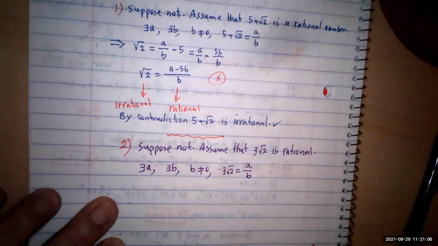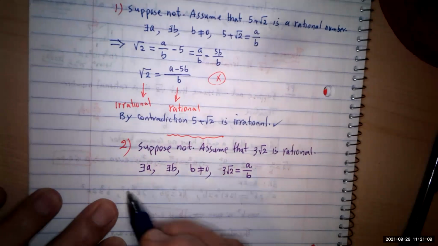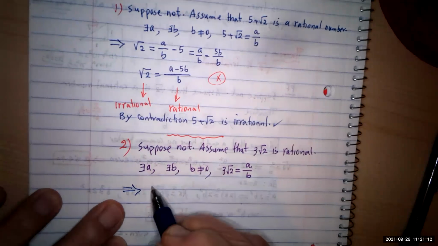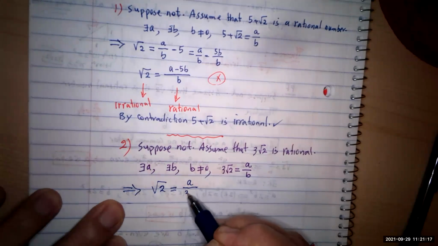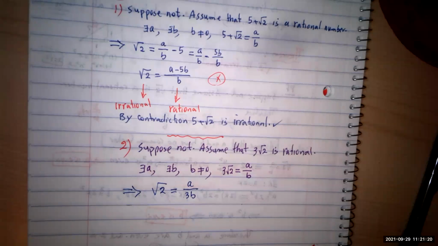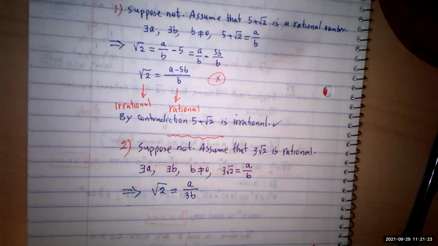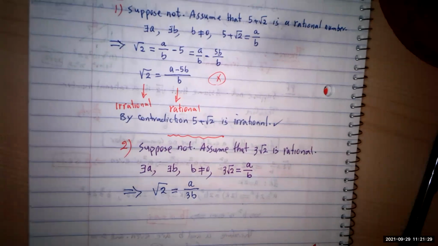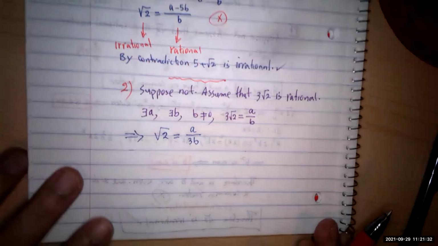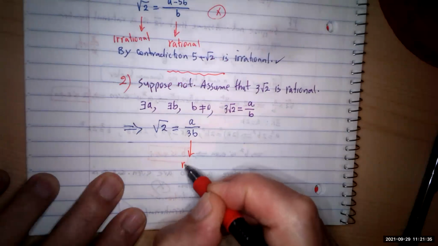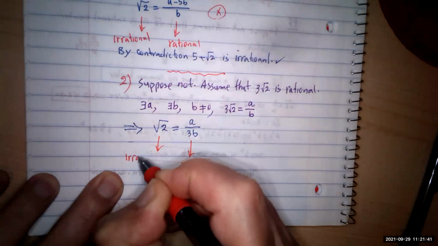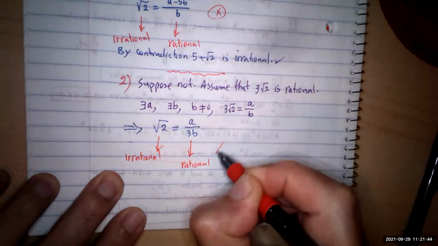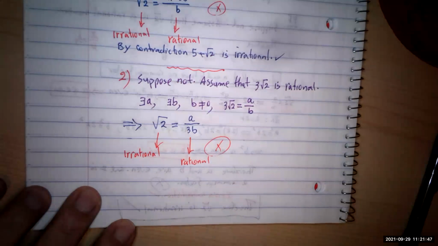So that would give us, okay, this is it. That gives us a radical 2 here. And if you divide by 3, that gives A over 3B. You say A over 3B is going to be a rational number because B is not equal to 0, so 3B is not equal to 0. So quickly you get your contradiction. You claim that this is rational, and we know that this is irrational. So that is a contradiction. Okay, it's a contradiction again.